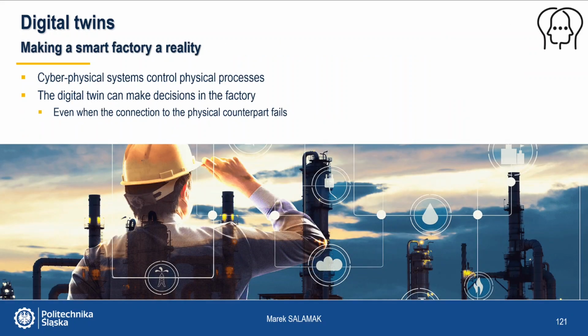These issues are related to the previously described industrial development strategy and the fourth industrial revolution, particularly to the implementation of an intelligent factory in which cyber physical systems control physical processes. More and more examples describing this type of complex objects can be found in the literature. For example, it is a steel mill where the digital twin can make decisions even when the connection to the physical counterpart fails. Now I'll present some more examples and possibilities of using digital twins.